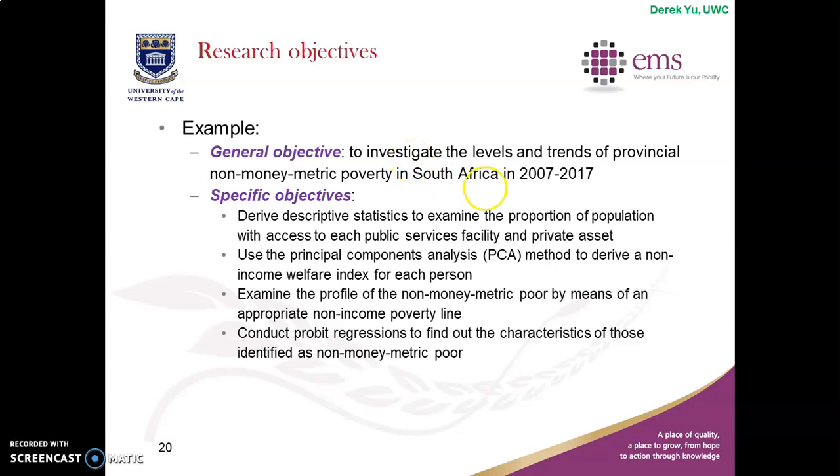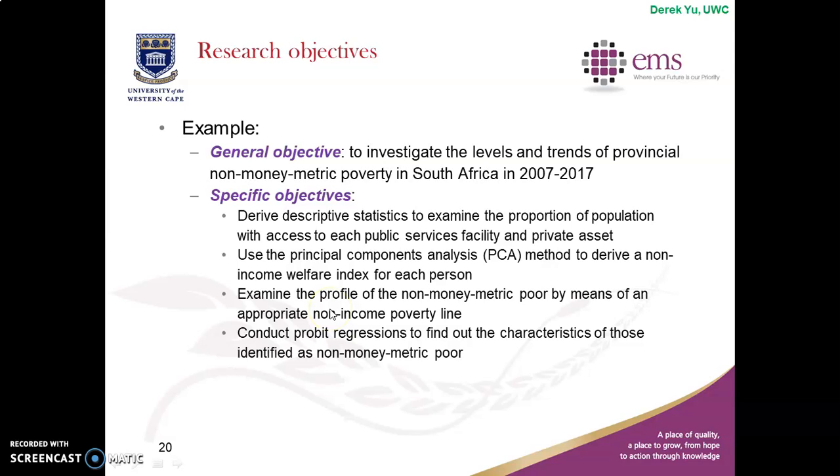I want to investigate the levels and trends of provincial non-money metric poverty in the country during these 10 years. And then for the more specific research objectives, there are 4 in total. I want to conduct descriptive statistics to examine the share of the population with access to each public services facility and private asset ownership. And then I will use a statistical technique called PCA, Principal Components Analysis, to derive a non-income welfare index for each person.